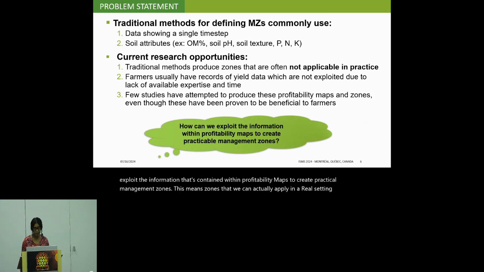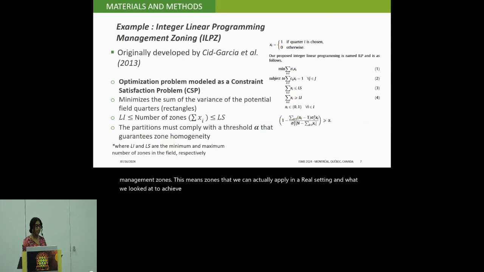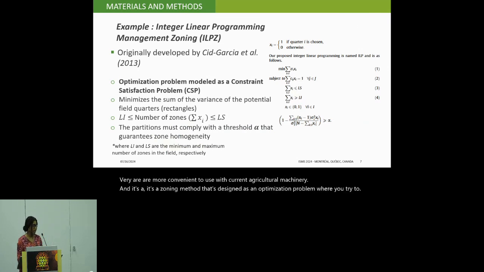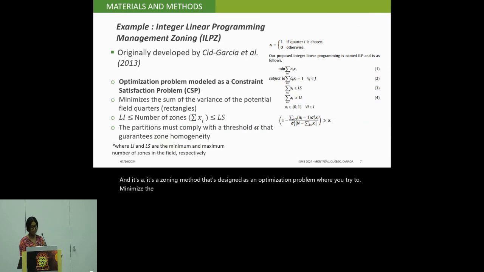And what we looked at to achieve this is a particular zoning method whose unique trait is that it enables us to create rectangular zones. Rectangular zones are more convenient to use with current agricultural machinery. It's a zoning method designed as an optimization problem, where you try to minimize the sum of the variance in a given field rectangle that we propose, and you also constrain the number of zones that you generate within a minimum and maximum.